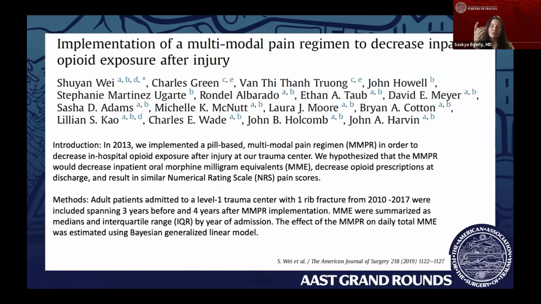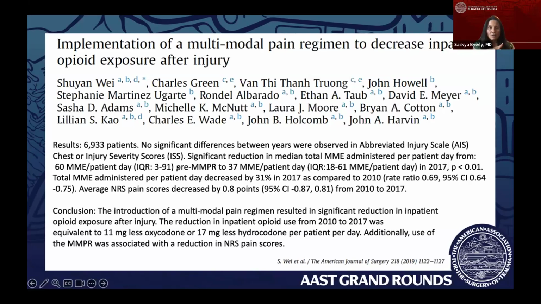And then finally, I was just going to put in probably some of the best data looking at multimodal pain regimens came from Houston. They're really great at putting together these prospective RCTs. This is a paper from, I guess they were looking at their 2010 to 2017 data and their initial protocol for multimodal pain control. It included tramadol, but in this original paper, they found that by using this multimodal pain control regimen, they were decreasing opioid use compared to pre-implementation, which in this study was equivalent to 11 milligrams less of oxycodone and 17 milligrams less of hydrocodone per patient per day.